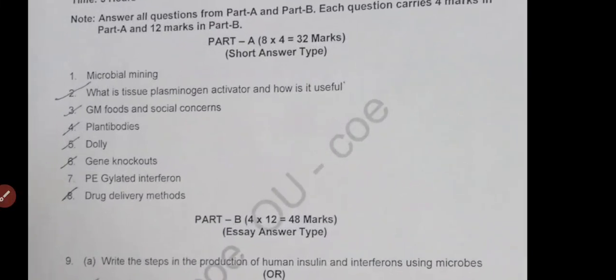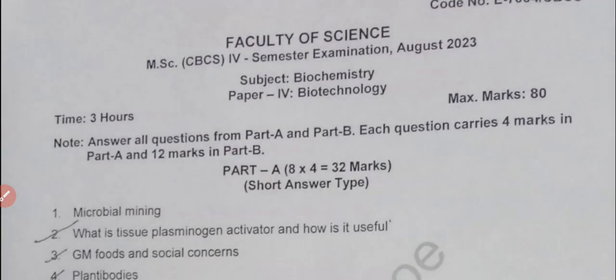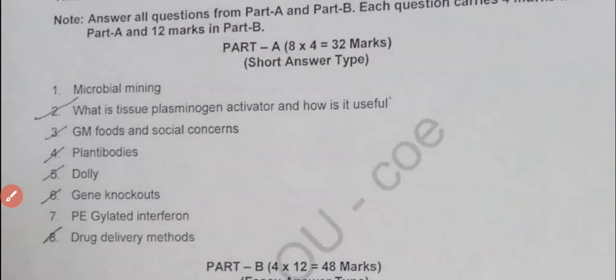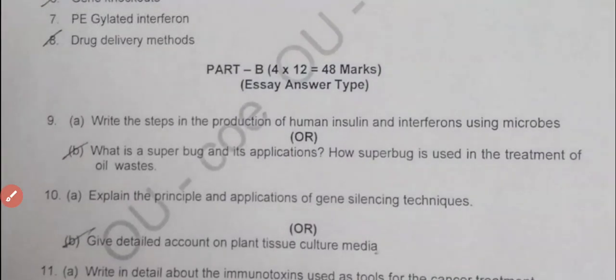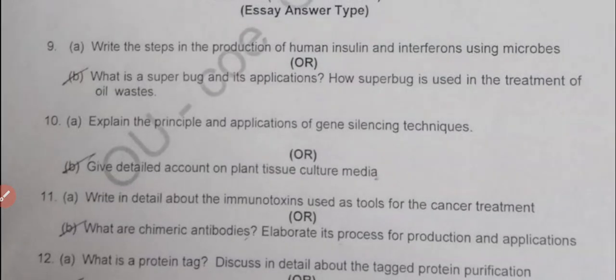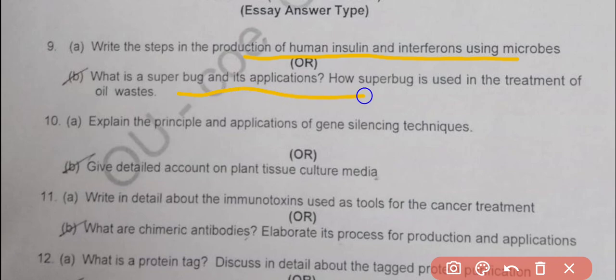Now let us see the other paper, that is paper 4, the biotechnology paper. This is the 2023 paper. Here you can see what the question asks: microbial mining in short, tissue plasminogen activator, GM foods and social concerns, plant bodies, Dolly, gene knockouts, pegylated interferons, drug delivery method. So these are the SAQs asked during 2023. Here LAQs, if we talk about LAQs: production of human insulin and interferons, superbugs and its application.